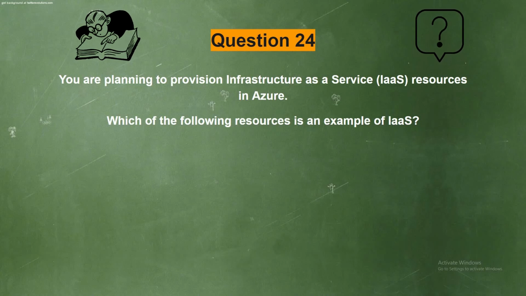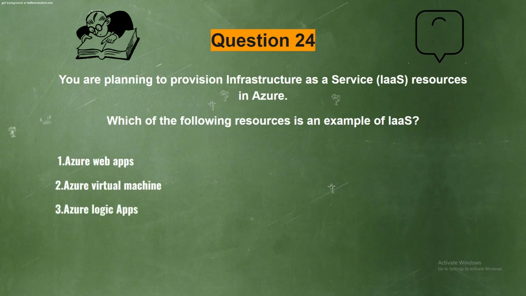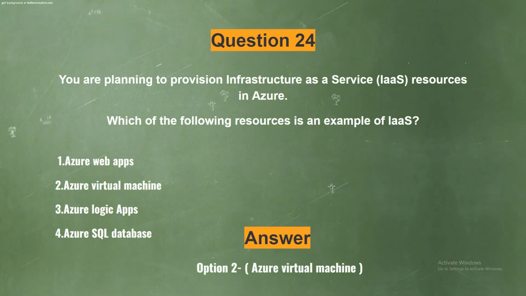You are planning to provision infrastructure as a service resources in Azure. Which of the following resources is an example of IaaS? And the options are option 1, Azure Web Apps, option 2, Azure Virtual Machine, option 3, Azure Logic Apps, and option 4, Azure SQL Database. And the answer is option 2.